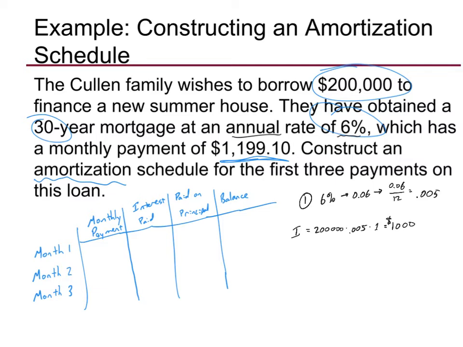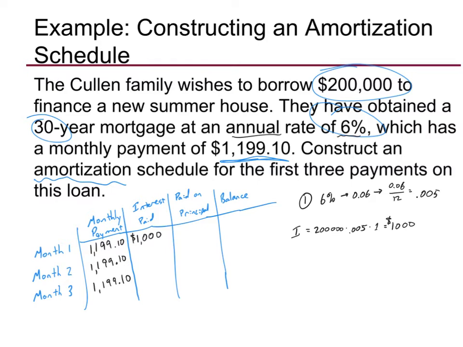All right, let's start filling in our chart. We haven't put anything in the chart yet. My monthly payment, that's the same every month, $1,199.10. That will never change for the whole 30-year mortgage. And the third month, $1,199.10. All right, interest paid. We found the first month's interest is $1,000.